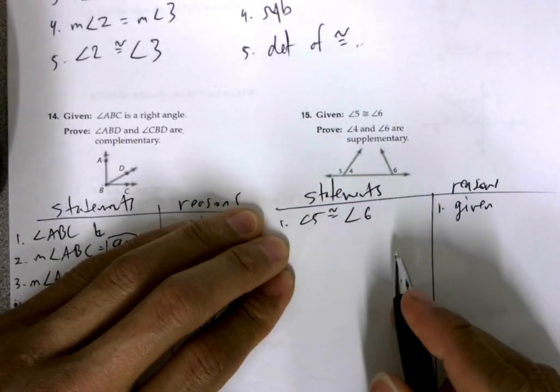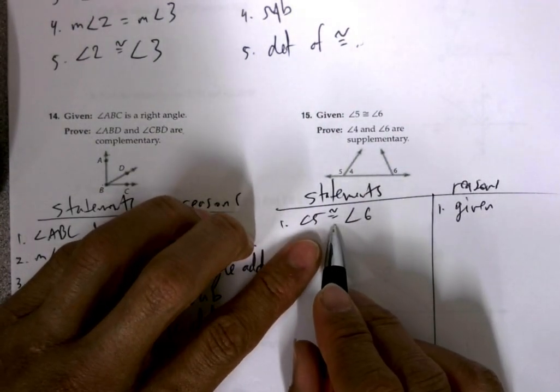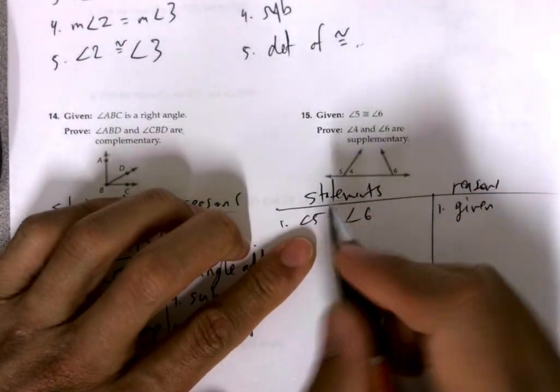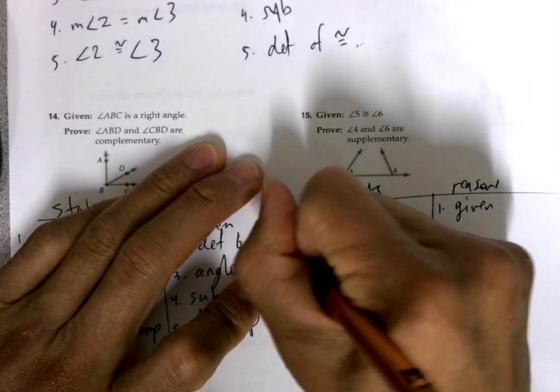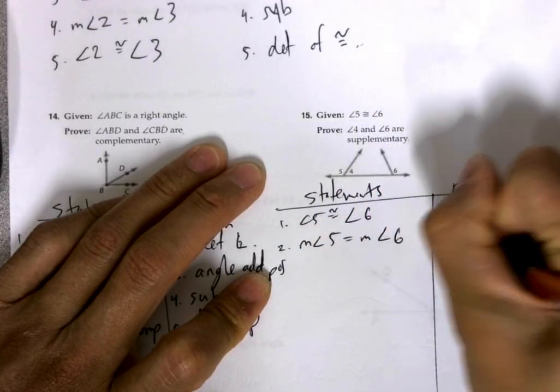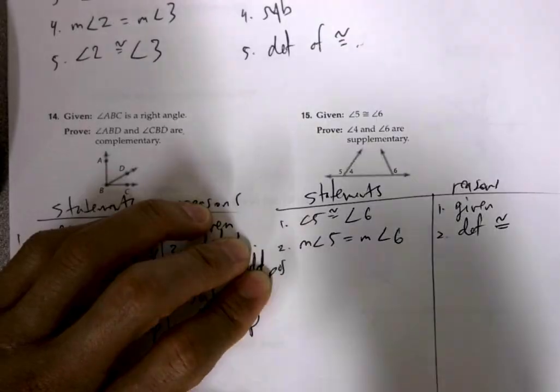Okay, so now what do we do? Well, we can go ahead and turn this into an equation if we want. Would that be helpful? Yeah, I think that would be helpful. So let's turn the congruency statement into an equation. It's going to become measure angle 5 is equal to measure angle 6, and the reason is definition of congruence.